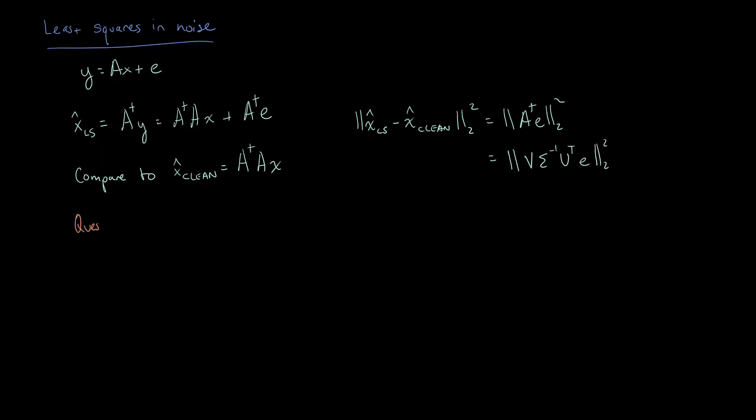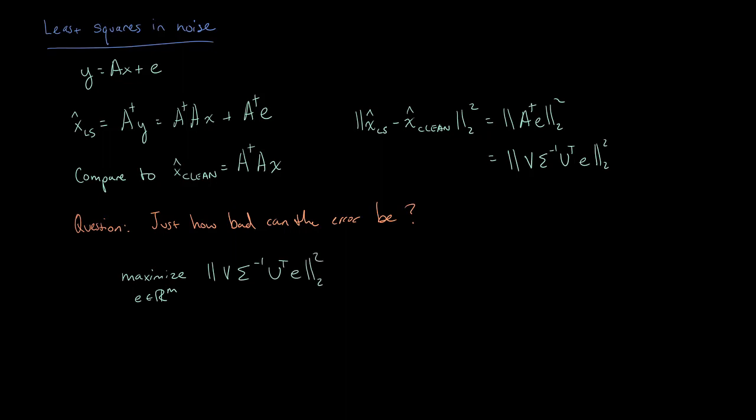So now we can ask the question, well, just how bad can the error be? To think about this, we might think about a maximization problem where we say, let's maximize the amount of error that we can get over all possible choices of e in R^m. Now, if we don't add any constraints, e could just go to infinity and we'll get as much error as we want. So we'll add the constraint that the norm of e should be equal to 1 and say, among unit norm perturbations, how much error can we possibly incur?